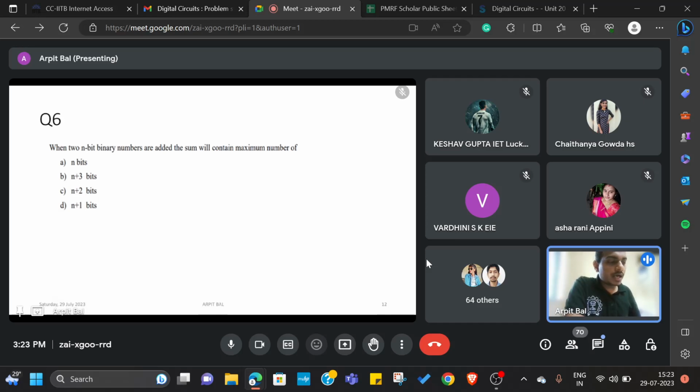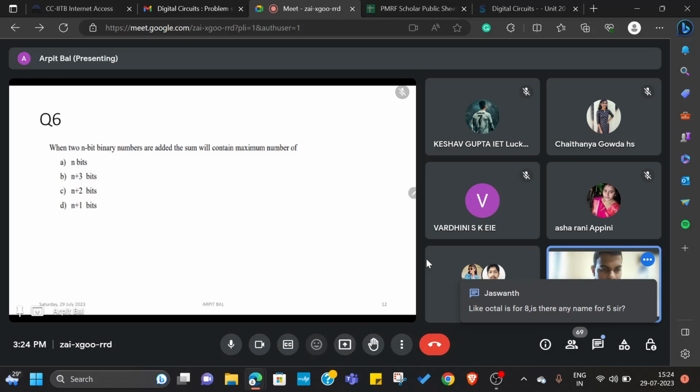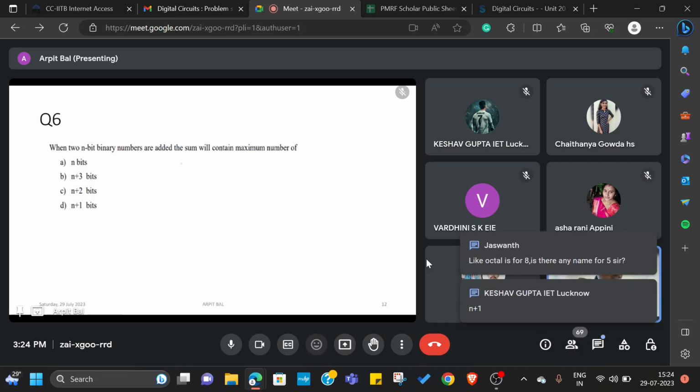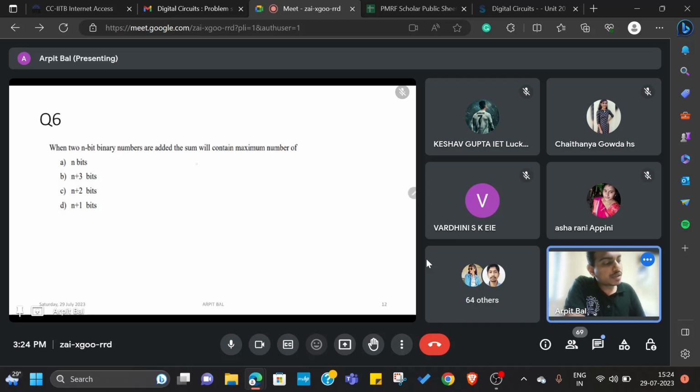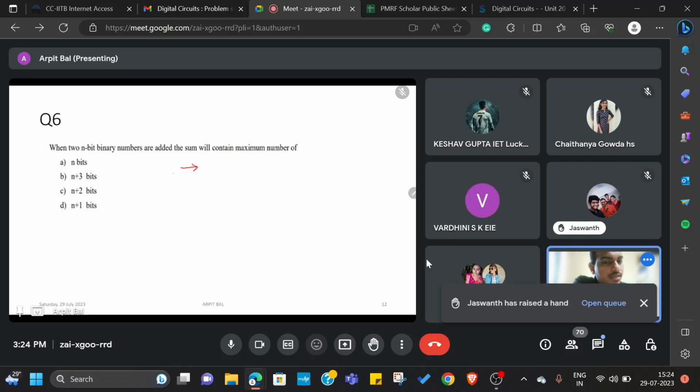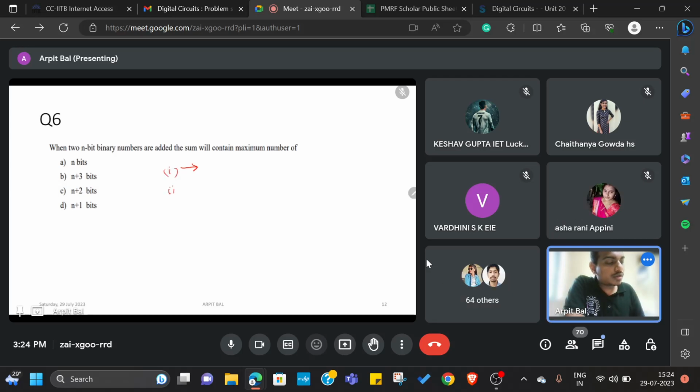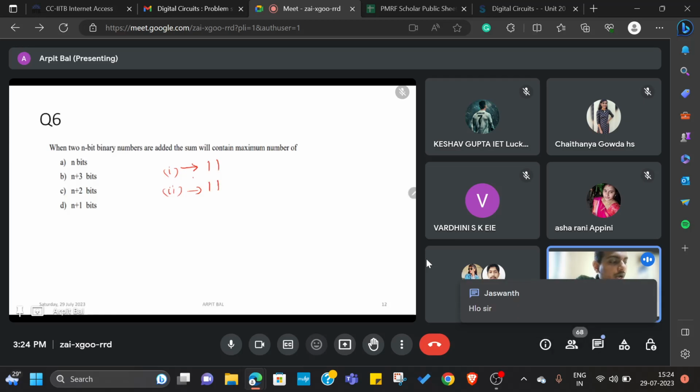The next question is: let's say we have two n-bit binary numbers and they are added. What can be the maximum number of bits of the output? Yes, Keshav, that's the correct answer. So when two n-bit binary numbers are added, the sum will contain a maximum number of bits. Let us take two 2-bit binary numbers. The maximum value for a 2-bit binary can be 11. So let us try to add these numbers.